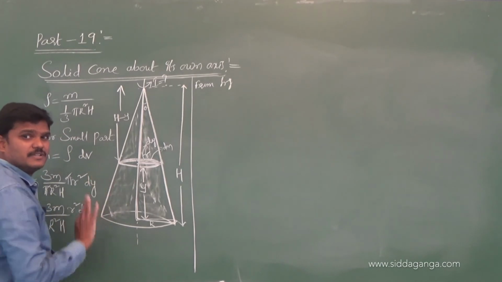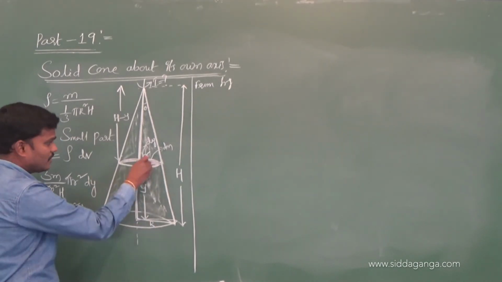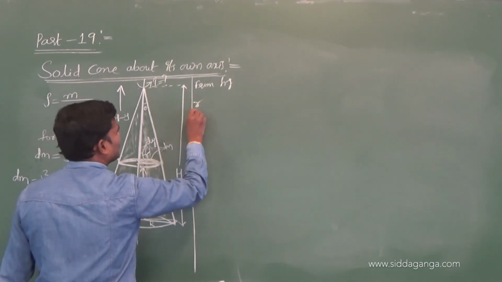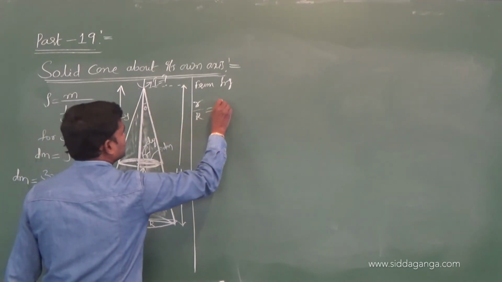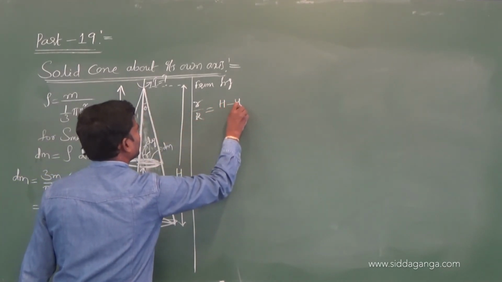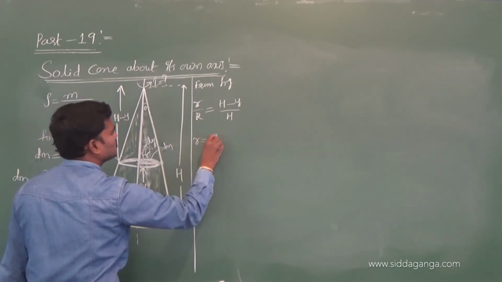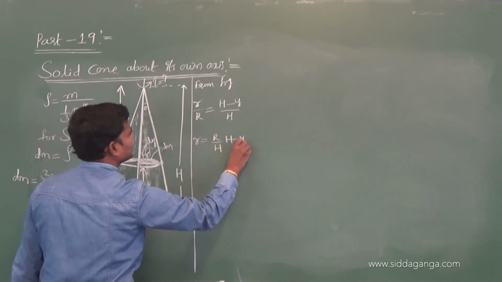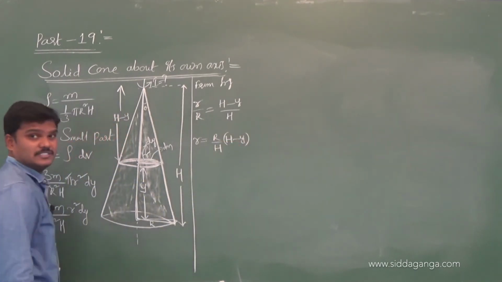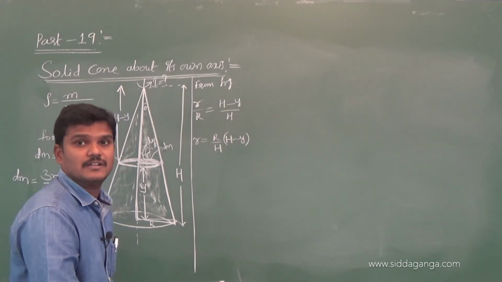So compare side by side, base by base. Small r by capital R equals h minus y by h. So small r is equal to R by h times h minus y. I got this link between small r and capital R with y.